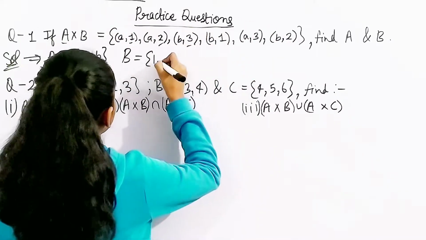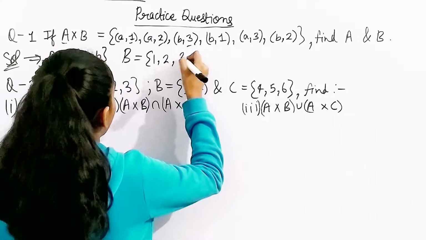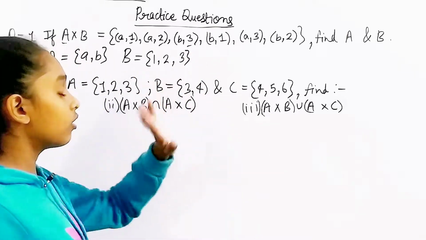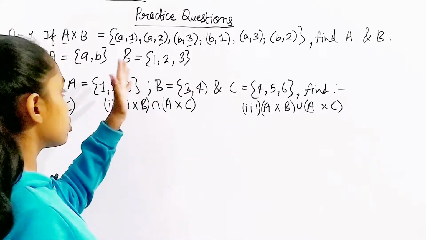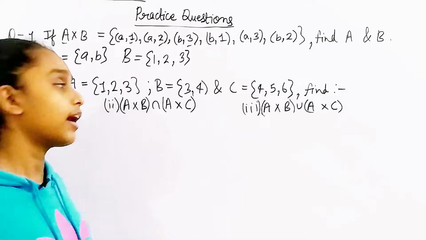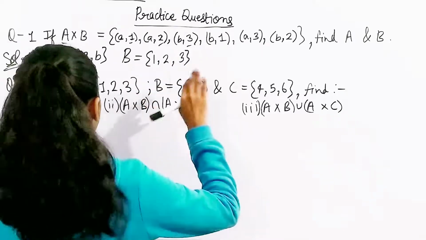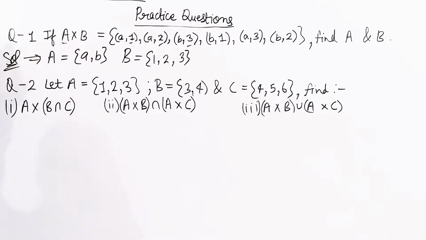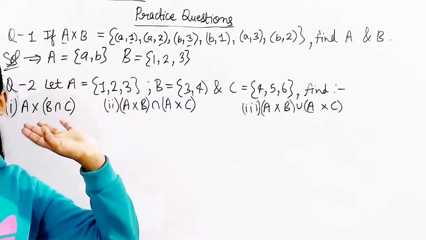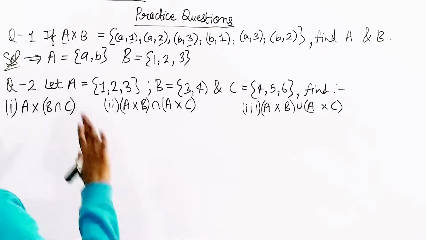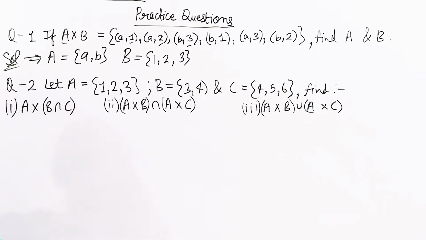So 1, 2, 3. It doesn't matter what order we write in, so we can write it in any order, like 2, 1, 3, or 1, 3, 2, or 3, 2, 1, whatever. I've just written it in the simplest way, 1, 2, 3. So we've done the first question. It was really a piece of cake. Let's move on to our second question.